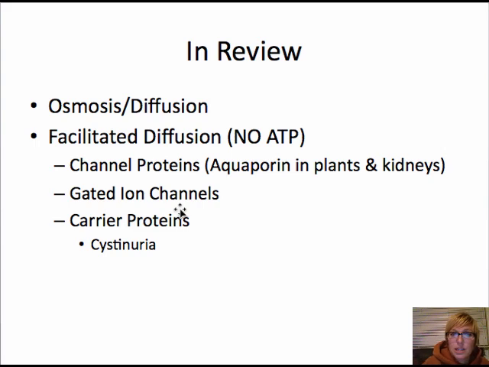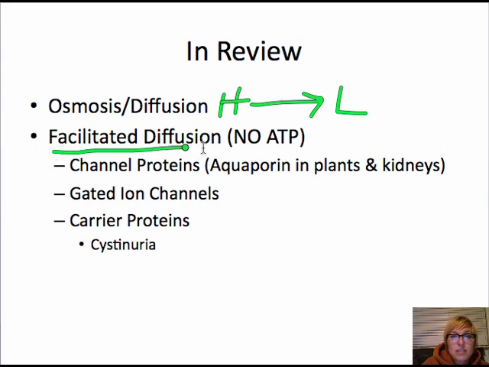In review, we talked about osmosis and diffusion, which was also a review, moving from high concentration to low concentration. We talked about how facilitated diffusion makes this whole process move a lot faster, and it does it without using ATP. We talked about a few different proteins that help that process. We have the channel protein, which is like a corridor that allows specific molecules to go through at a faster rate than diffusion. Our example of that is aquaporins in plants and kidneys. We also had gated ion channels that wait for a ligand in order for those gates to open and allow those solutes to move through.